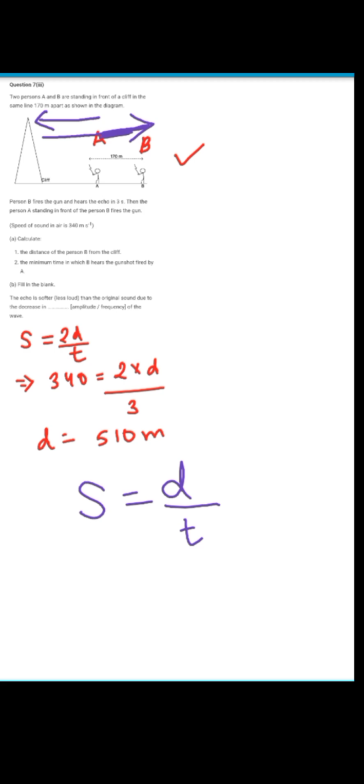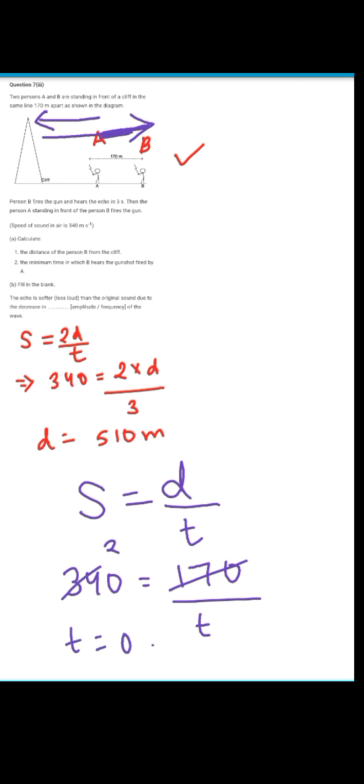So the speed again 340, distance is 170 by time. So if you solve it, you are going to get 2. So t is equal to 0.5 seconds.